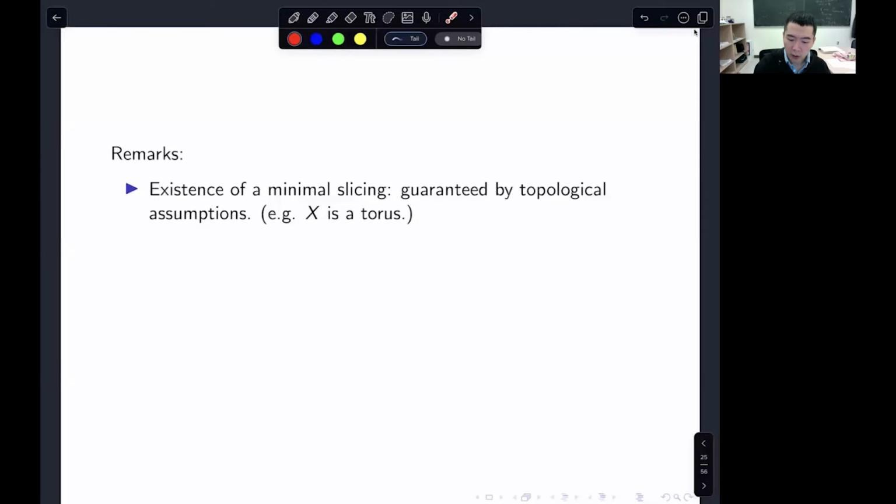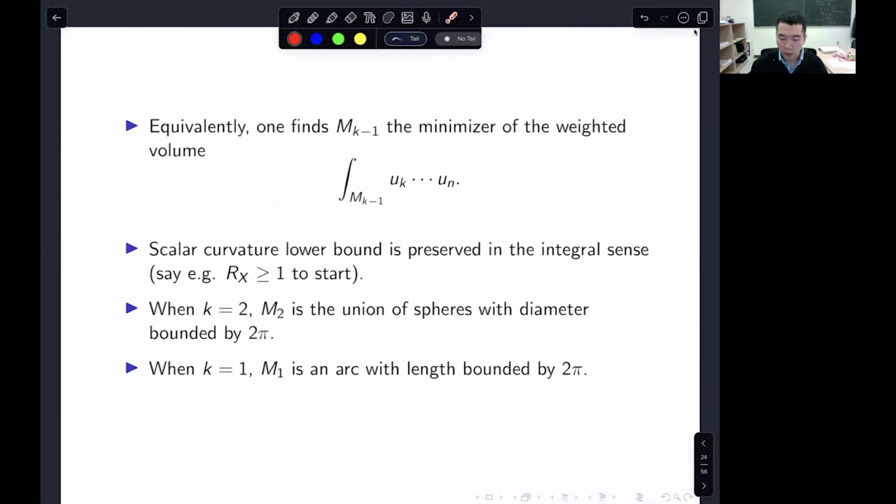Yeah, well, okay, so yeah, it's right. I think this is of course one correct way of interpretation, but in my view, the more important property is the preservation of the same scalar curvature lower bound.